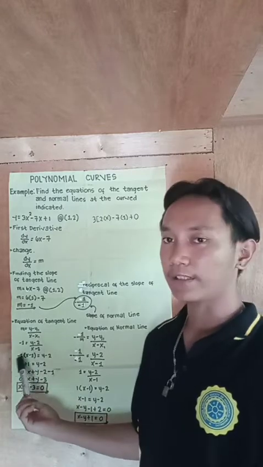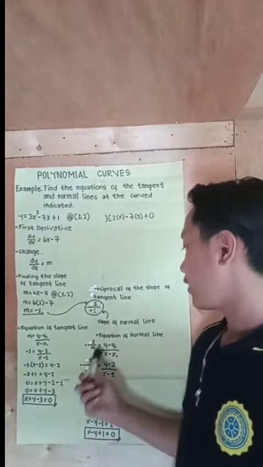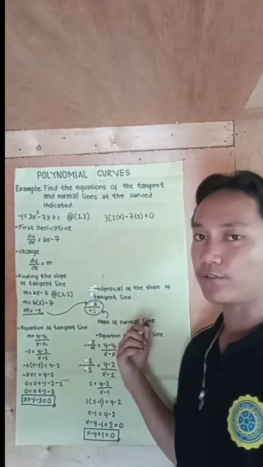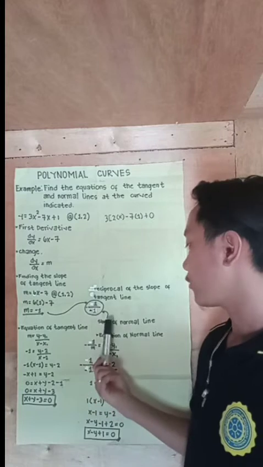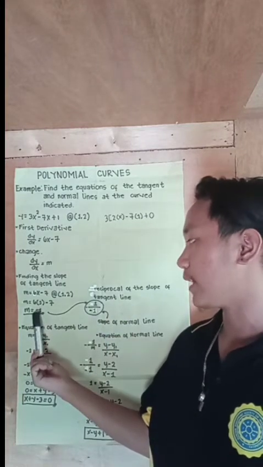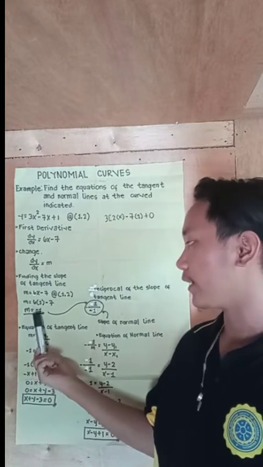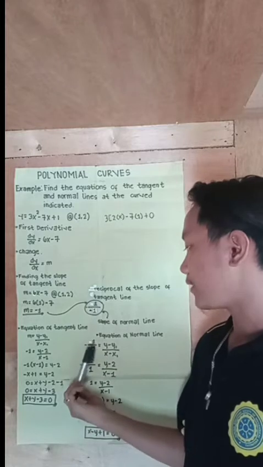Mao nang nakita na nato ang equation of tangent line. So next is equation of normal line. Pero first, pangitaon nato ang slope sa normal line. Kasabot man ta nga ang slope sa normal line is the negative reciprocal of the slope of tangent line. So kani siya, mao man ang slope sa tangent line, so ang reciprocal ani is negative 1 over negative 1. Same ra ni siya nga equation.